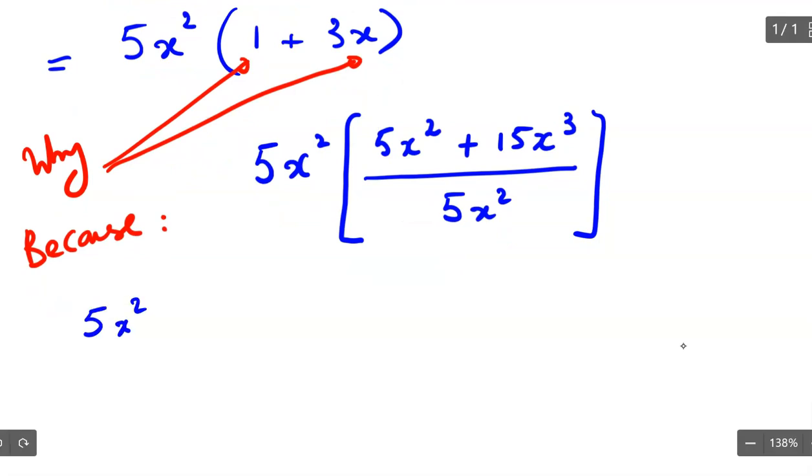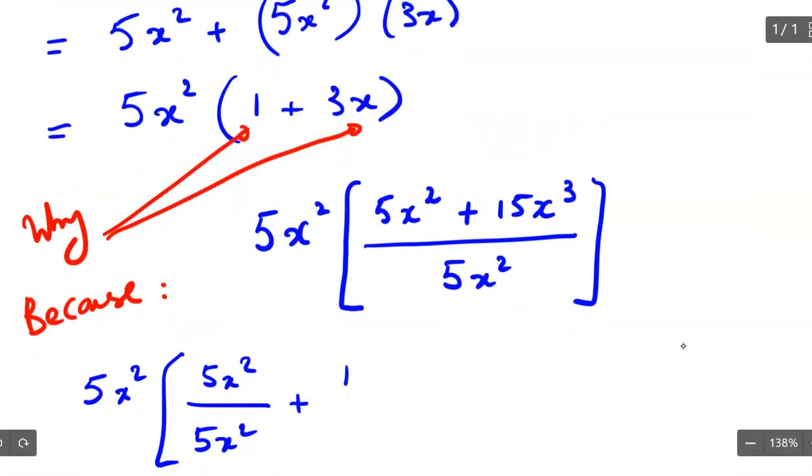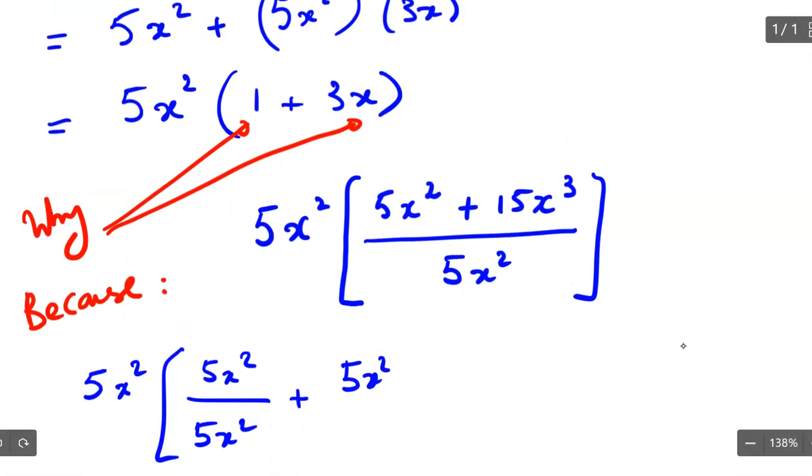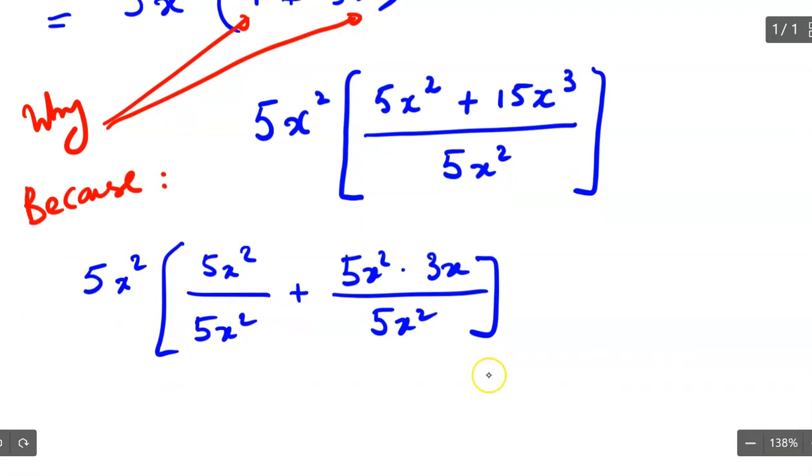So what I do is I will write 5x squared divided by 5x squared plus 15x cubed. So don't forget that I said I write 5x squared times 3x, right? Divided by 5x squared. So this is the concept of fractions. Okay, so you need to break this into two fractions if you have a common factor. Okay, a common denominator. So here's a common denominator of 5x squared. I can break that into this fraction. I can break that into this fraction.